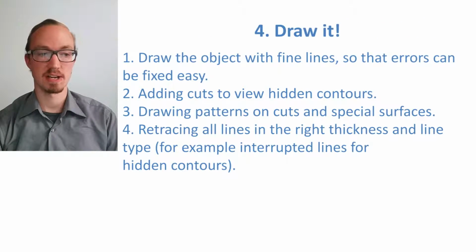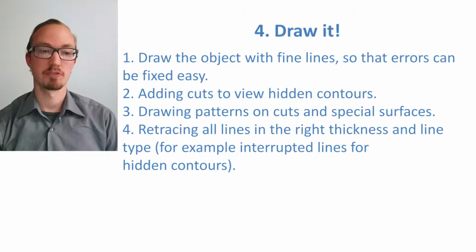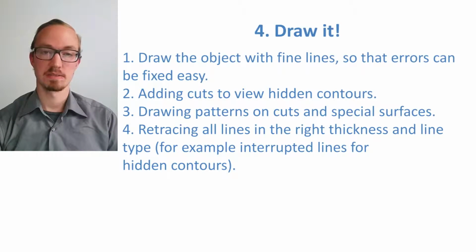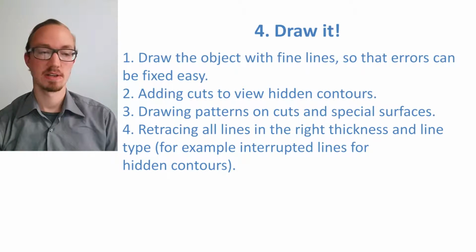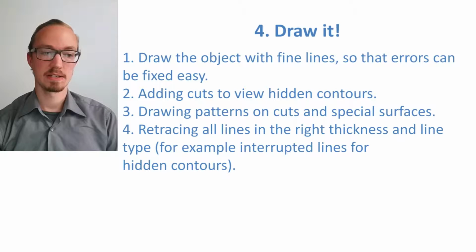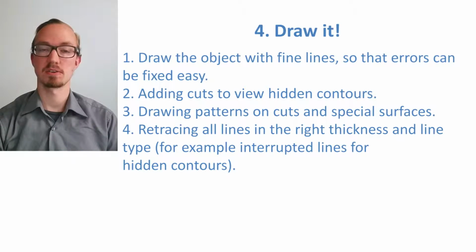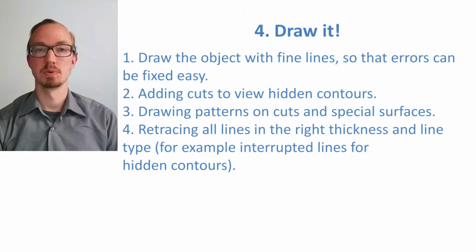After doing this, it's time to draw it. You draw the object with fine lines so that errors can be fixed easily. You add cuts that view hidden contours that make it easier to see everything in the product, if necessary, of course. You draw patterns on cuts and special surfaces. And then you retrace all lines in the right thickness and line type. For example, you need a bigger line type to trace the contours of the product.